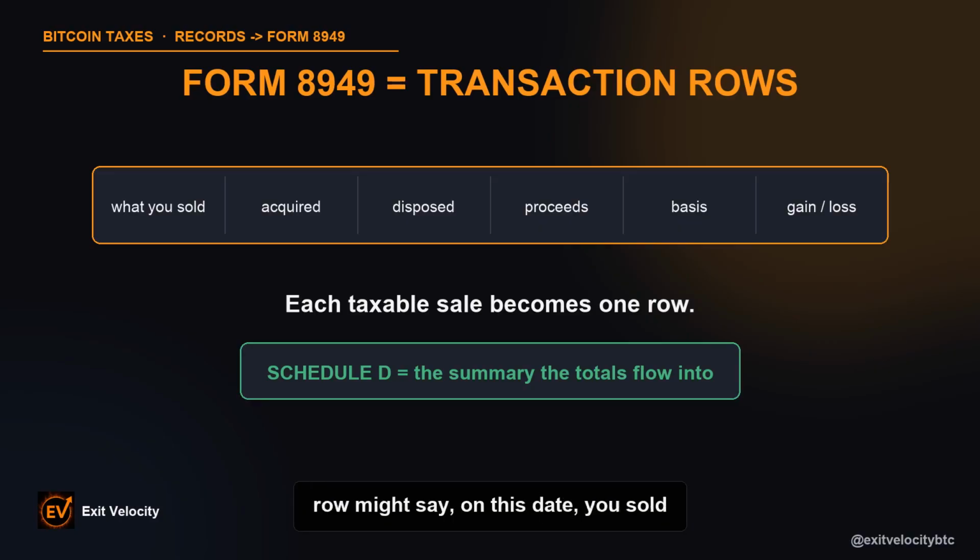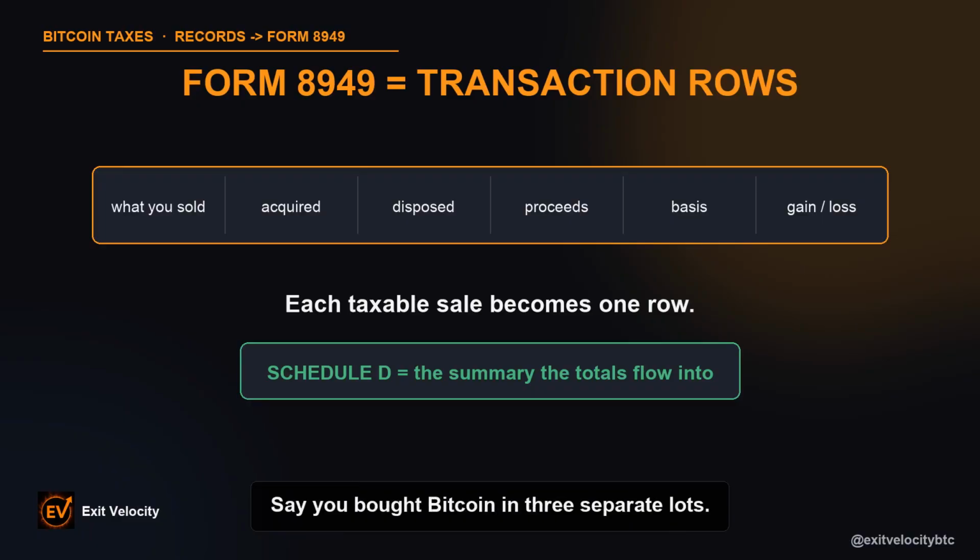A row might say, on this date, you sold this amount of Bitcoin. The proceeds were this. The basis was that. The result was a gain or loss. Then those rows get grouped into short-term and long-term categories. Short-term generally means held one year or less. Long-term generally means held more than one year. Then the totals move to Schedule D, where the overall capital gain or loss picture is summarized. So Form 8949 is the transaction detail. Schedule D is the summary. And your records are the source material. If your source material is bad, the rows become guesswork.